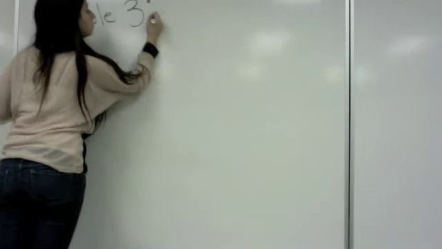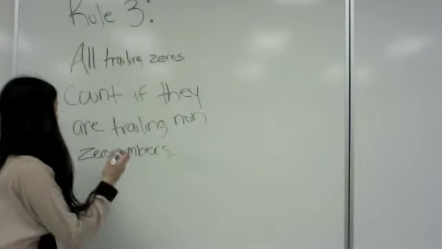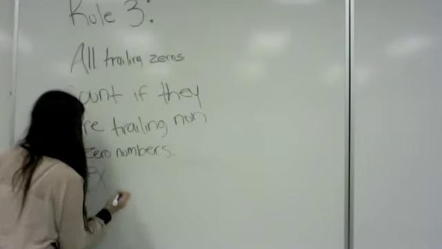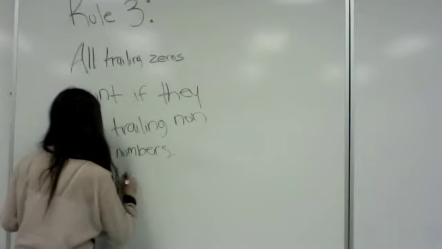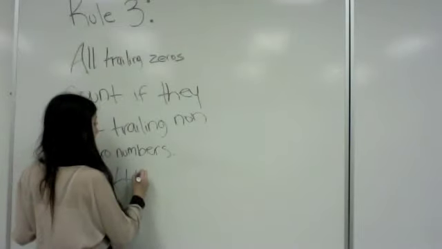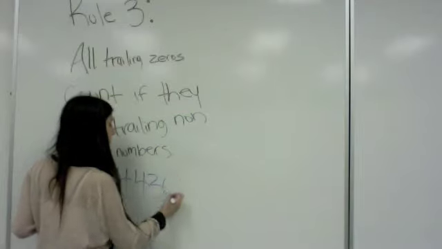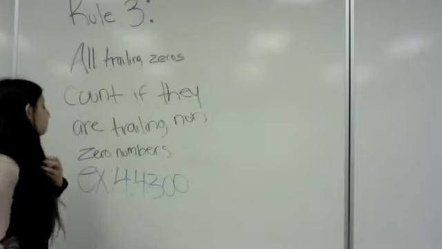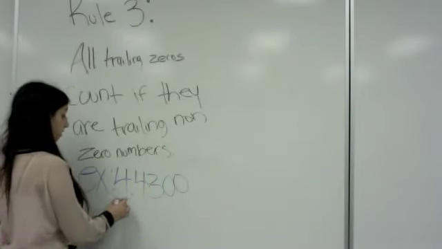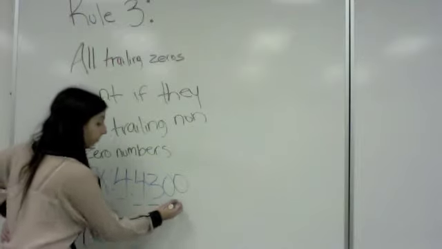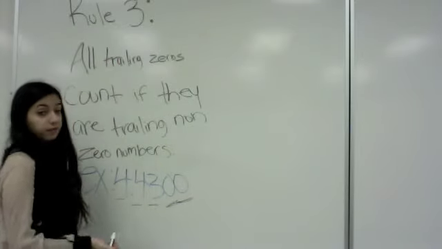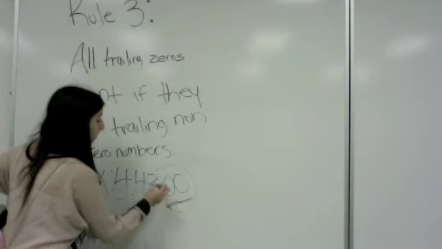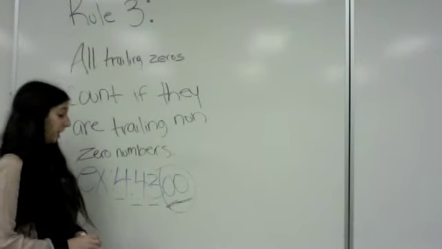Rule number 3. Now let's do an example. Let's say we have 4.4300. Now this would have 1, 2, 3, 4, 5 sig figs because trailing zeros always count.